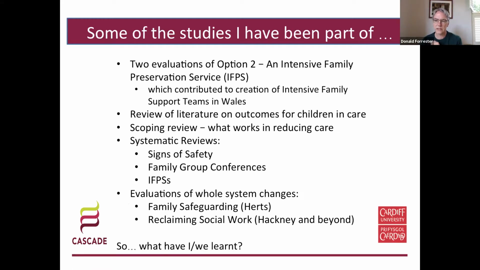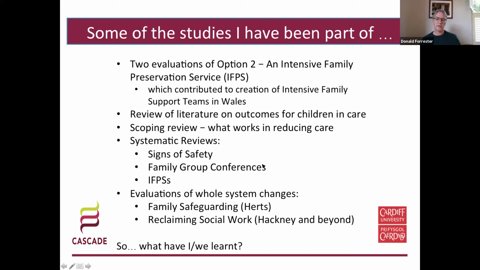I think we're going to circulate the slides after the session, and I put the references, but just very quickly to give you a sense of the research, I'm going to be summarizing things I learned. There were 2 evaluations of a service called Option 2, which was an intensive family preservation service based in Cardiff and Vale of Glamorgan. The positive findings from that contributed to the creation of intensive family support teams across Wales. We also did a review of the literature on outcomes for children. More recently, we've done a scoping review of the international literature on what works in reducing care, and then systematic reviews, where you get all the evidence and really try to summarize whether something works or not, in relation to signs of safety, family group conferences, and intensive family support services.